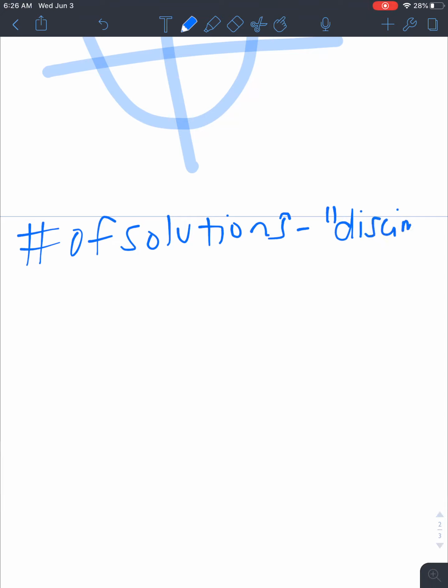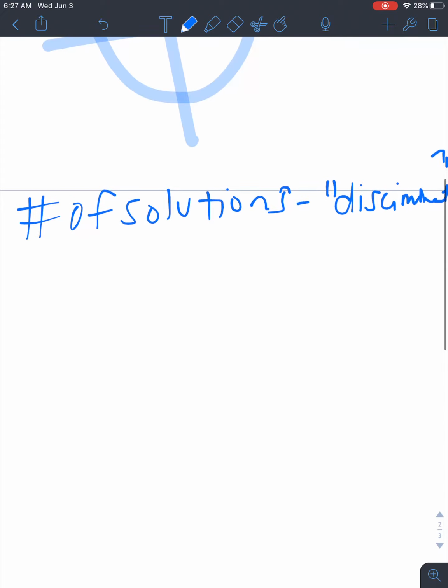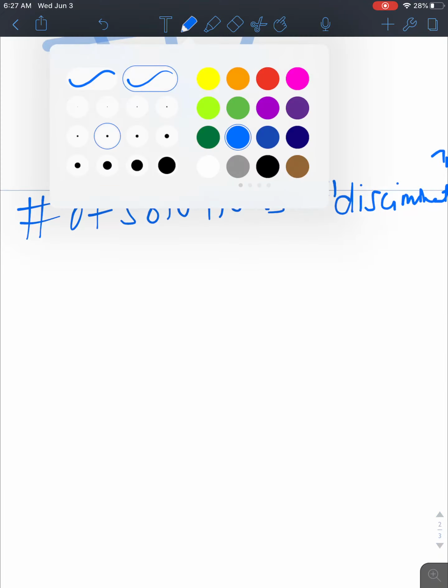Alright, so the number of solutions that a quadratic has is something that we call the discriminant. The vocab's not too important, but I just wanted to let you know that they do have a name for this.